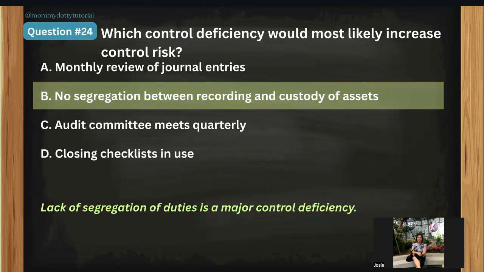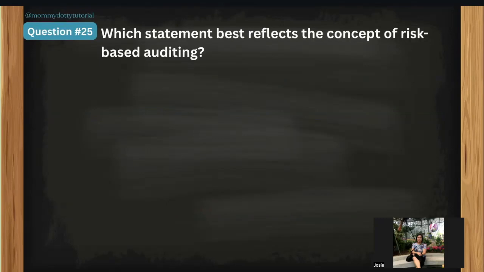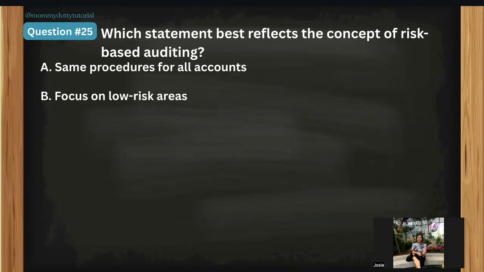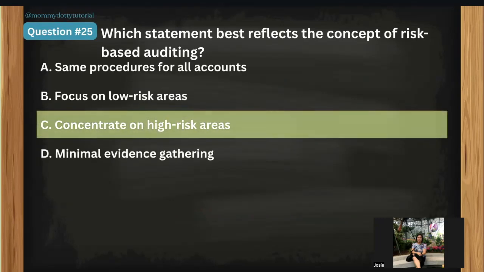Moving on to question number 25. Which statement best reflects the concept of risk-based auditing? A, same procedures for all accounts. B, focus on low-risk areas. C, concentrate on high-risk areas. And letter D, minimal evidence gathering. You may pause the video to think. The correct answer is concentrate on high-risk areas.